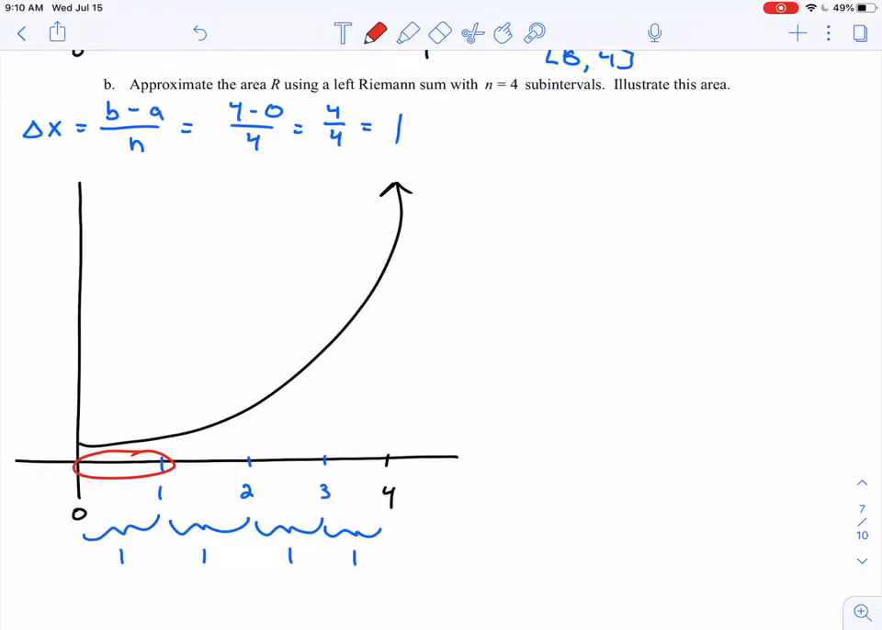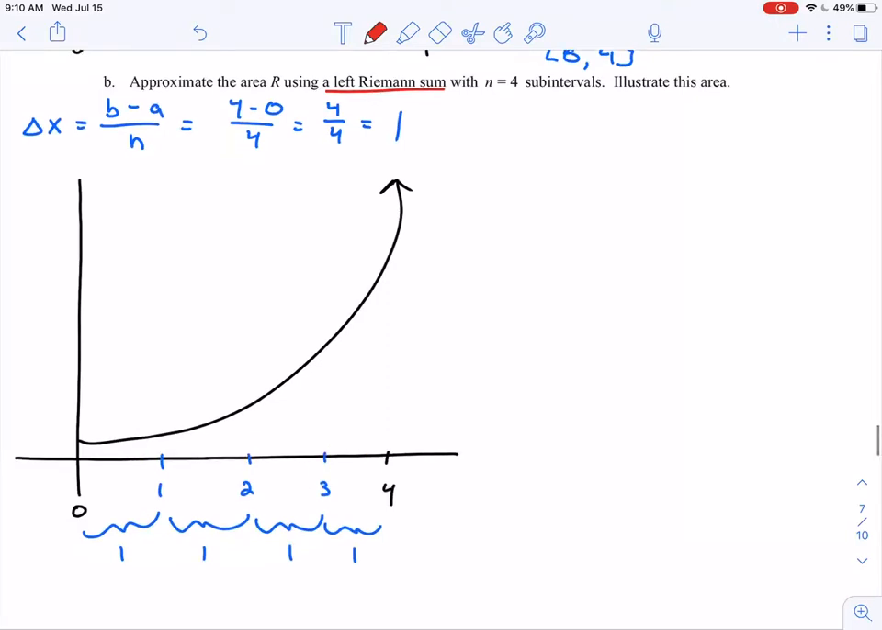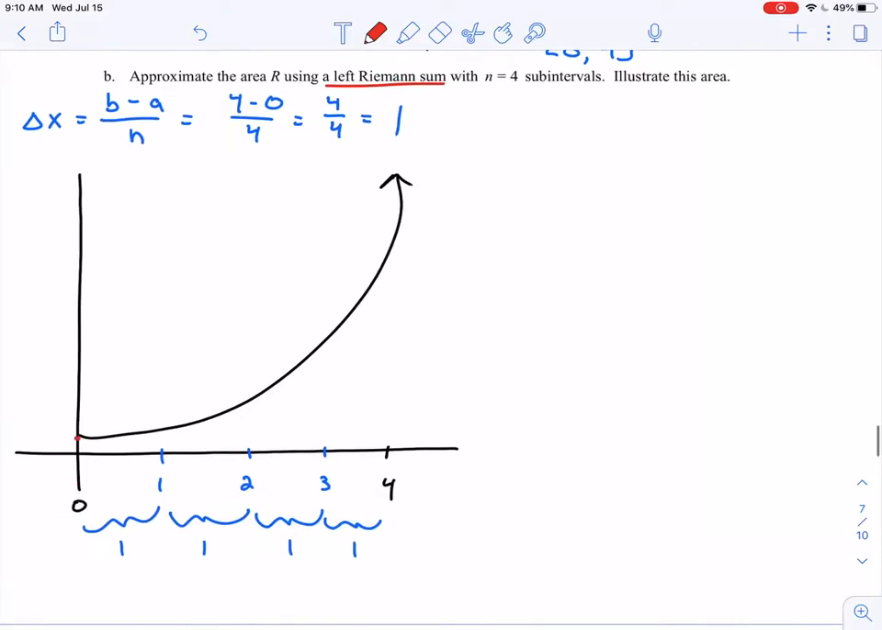First, I'm looking at the area between 0 and 1, keeping in mind we're using a left Riemann sum. So when I build my rectangle, I'm going to use the height of my function at the left endpoint, which in this case is 0. So I'm going to build a rectangle. I'm going to say here is the height of my function at 0. That is also going to be the height of my rectangle. Maybe I'll shade that in just a little bit.